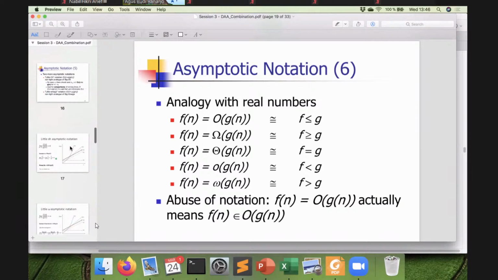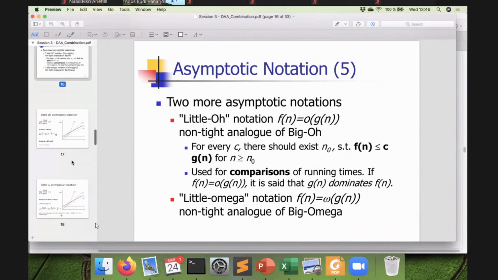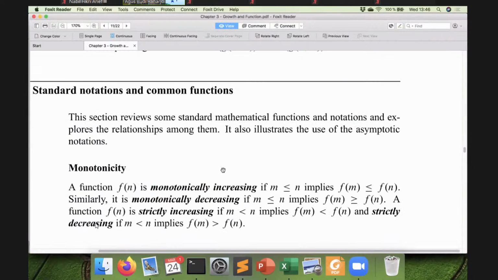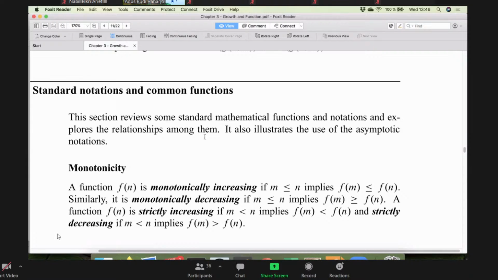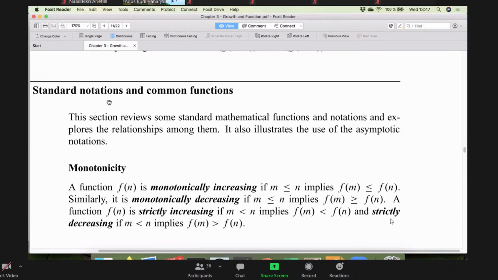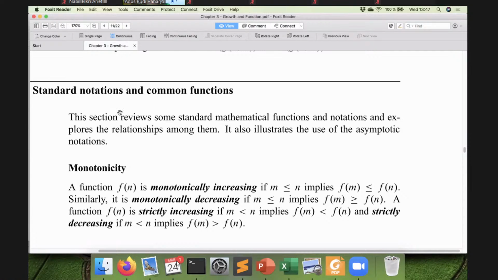Do we need to calculate? No. Okay. This section reviews some standard mathematical function and notation and explores the relationship among them. It also illustrates the use of asymptotic notation. In this subchapter, it explains the standard notation and common function, and it will be used widely for solving problems in your daily activities. Well, before daily activities, in SPUG, in the online chat, etc.